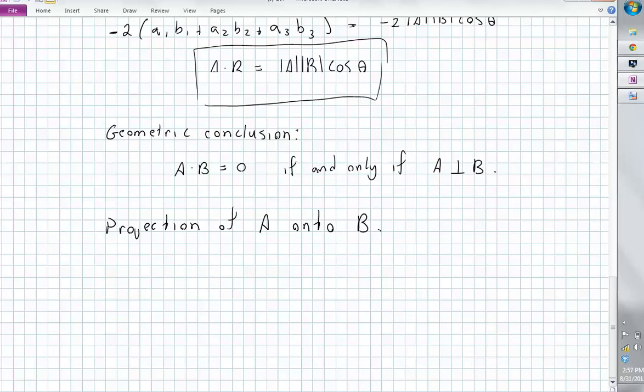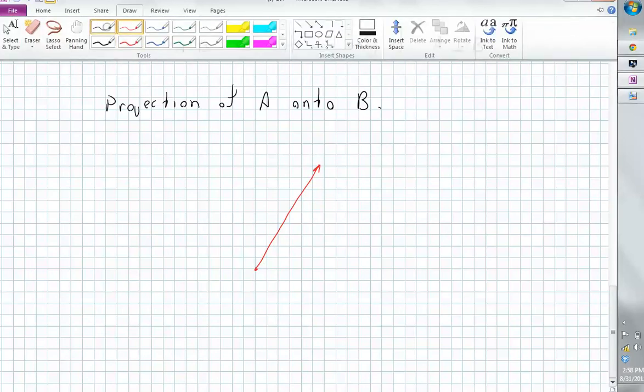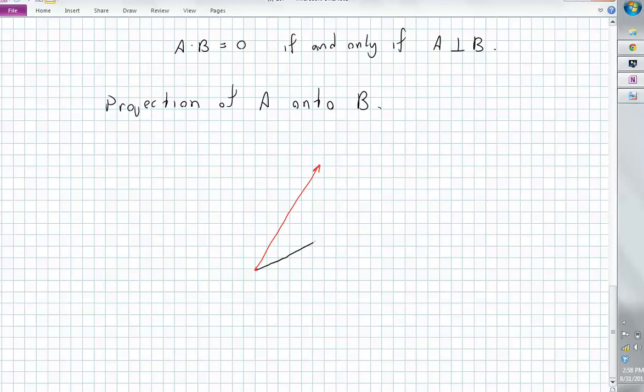So, the projection of one vector onto another. A really common thing to want to do in physics is perhaps to have a vector, let me draw it in red here, and let me get another vector. Let's call the second one B, and let's call the first one A.